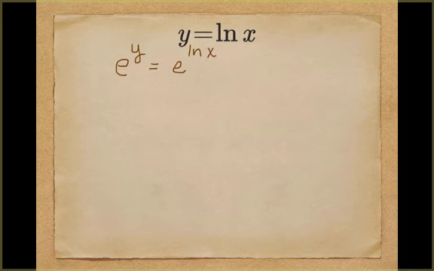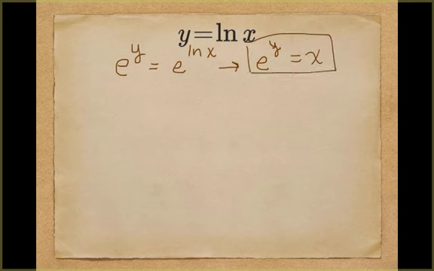Well, now keep in mind that e to the natural log of x then is just x. So we have e to the y equals x. Now let's differentiate that by using implicit differentiation. So the derivative of e to the y is e to the y times dy/dx. And the derivative of x is just 1.